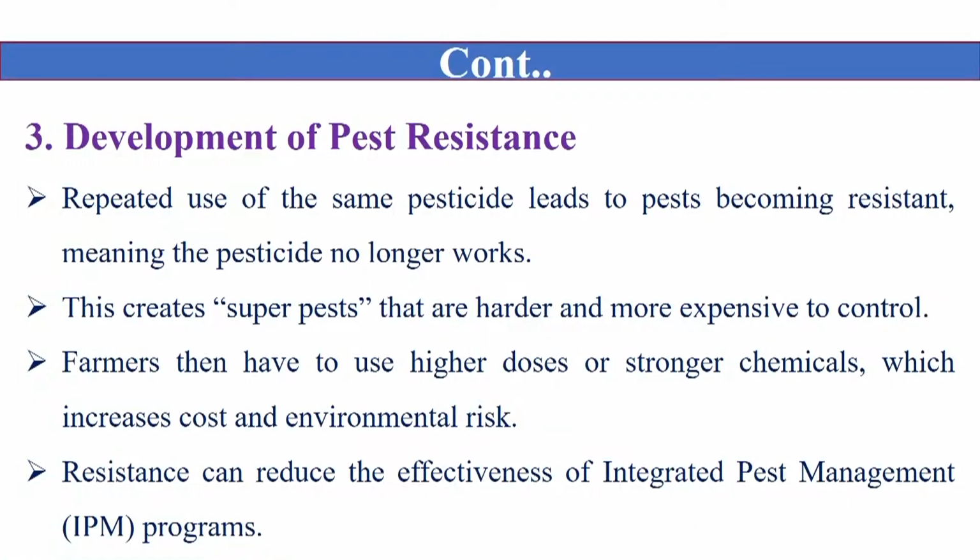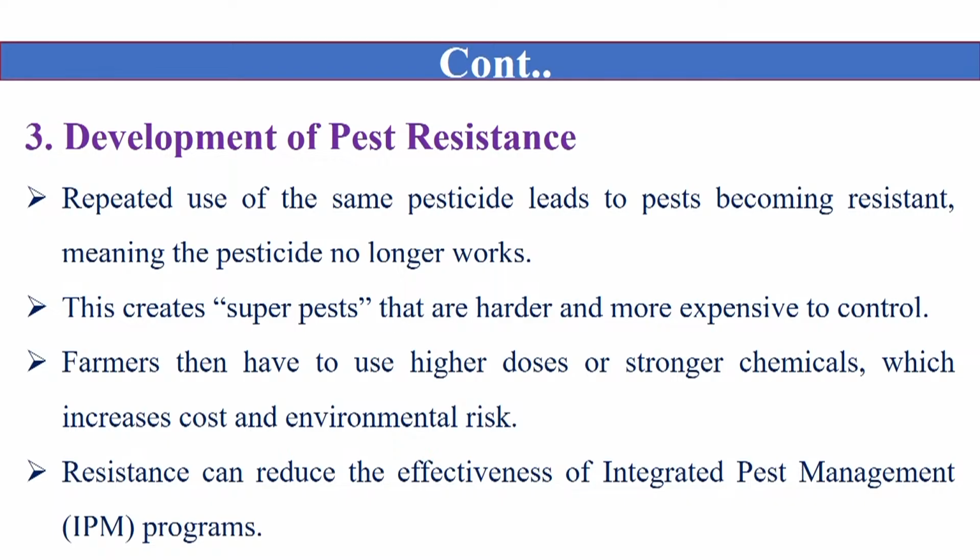They can affect the long term soil fertility as well as the water quality. They can also reduce the development of pest resistance. If you use an excess quantity or excess dose of the pesticide continuously, pests can develop resistance. Repeated use of the same pesticide leads to the pest becoming resistant, meaning the pesticide no longer works on that particular insect pest or disease.